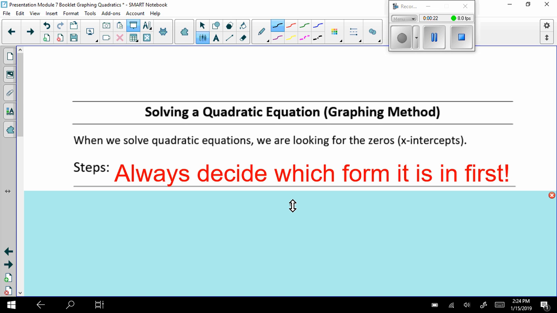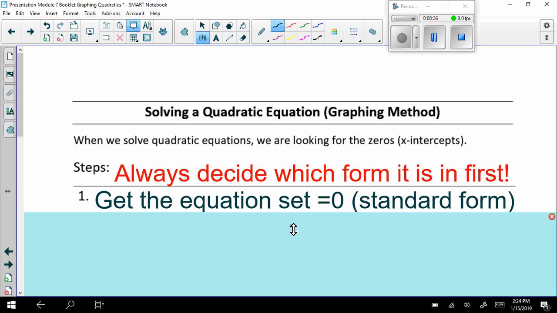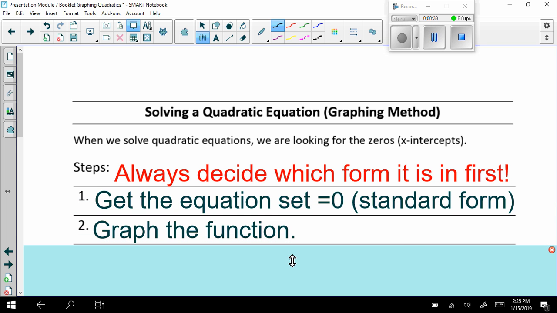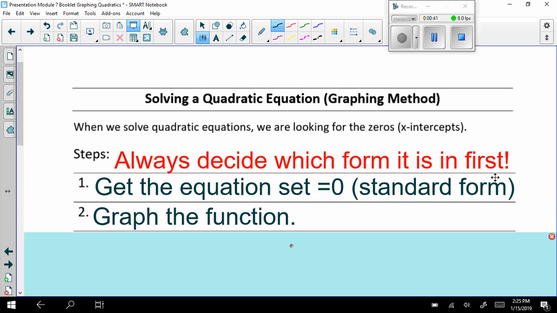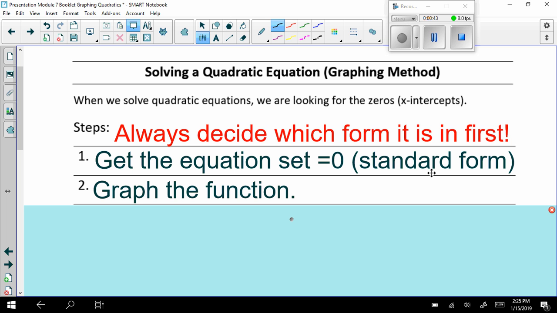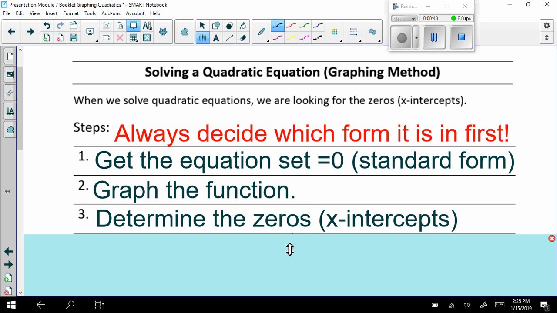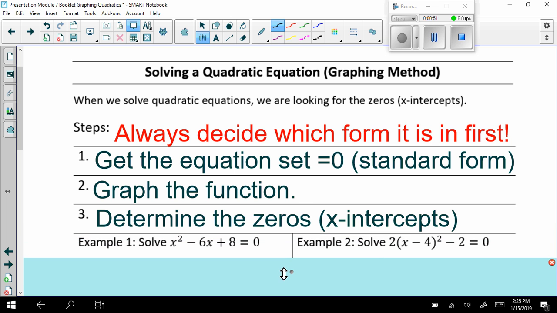And I do want to point out before we talk about our steps that we always want to decide which form it is in first. So we want to decide whether it is in standard form, vertex form, or factored form, because that's what's going to lead us into our first step, which is graph the function. I said get the equation set equal to 0, but that's already going to be done in each of these examples. Then we're going to graph, and then we're going to determine the zeros by looking at the x-intercepts.